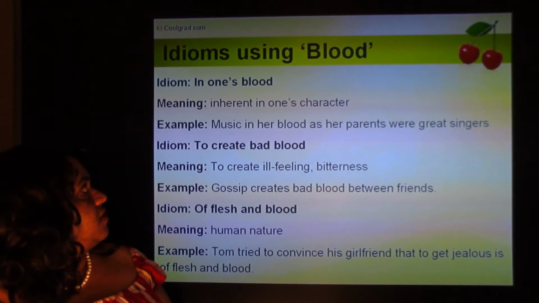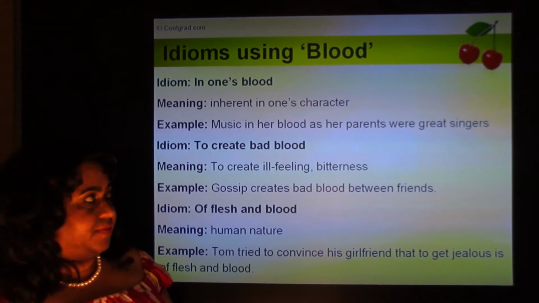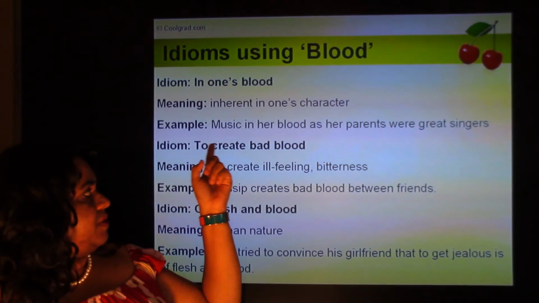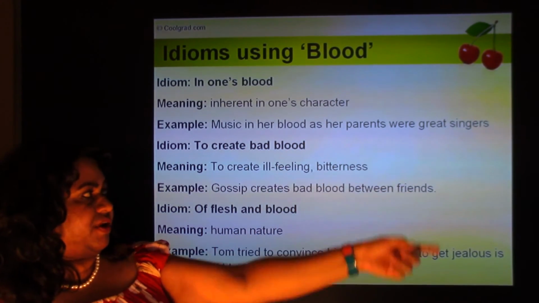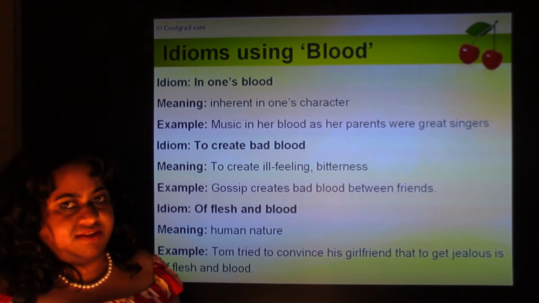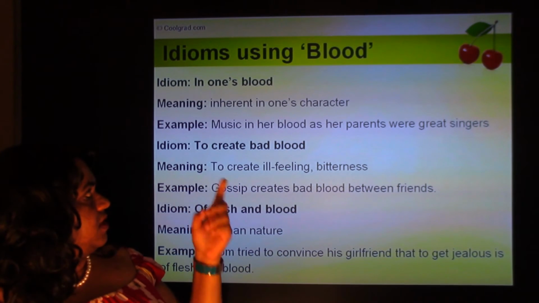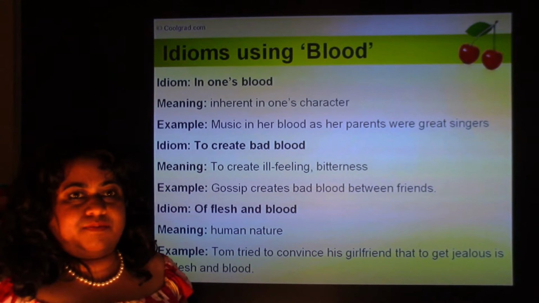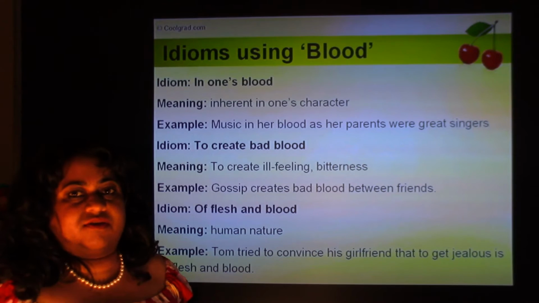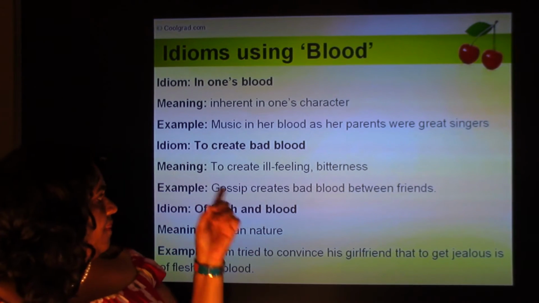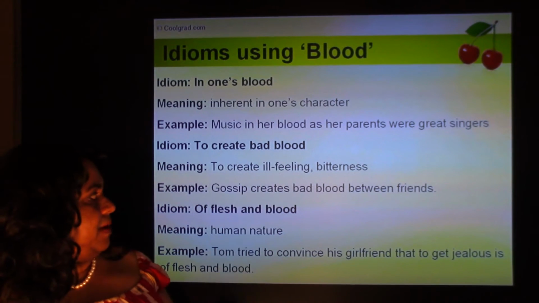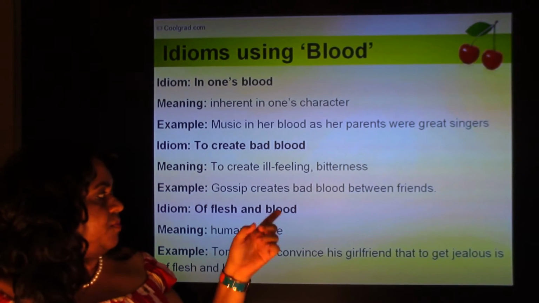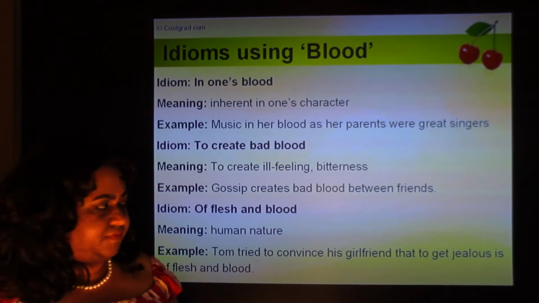Idioms using blood. Idiom: in one's blood, meaning inherent in one's character. Example: music is in her blood as her parents were great singers, means it's in her genes. And it's also like in her character, you could say. Royalty is in his blood because he was adopted by the king. It's in his blood. Idiom: to create bad blood, means to create ill feelings or bitterness. Example: gossip creates bad blood between friends.